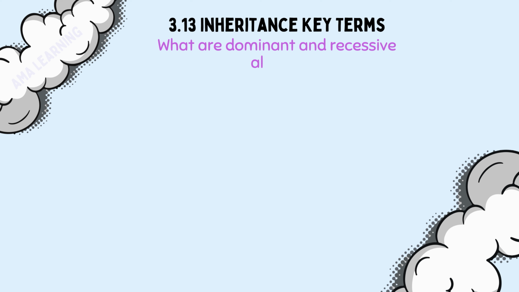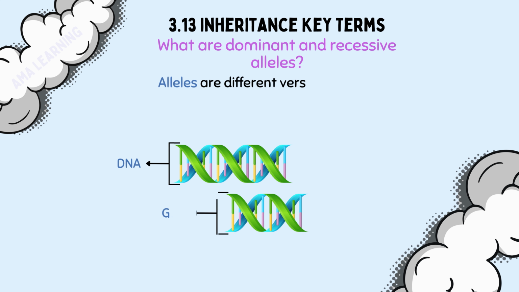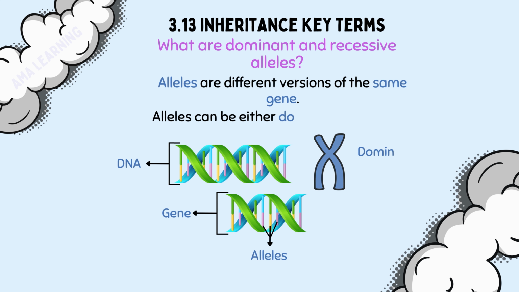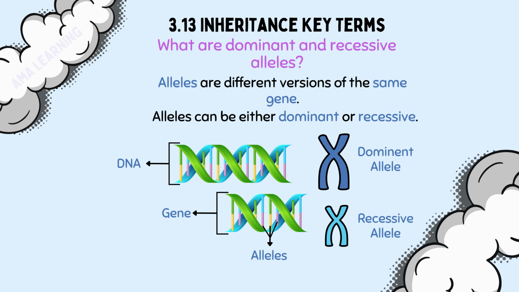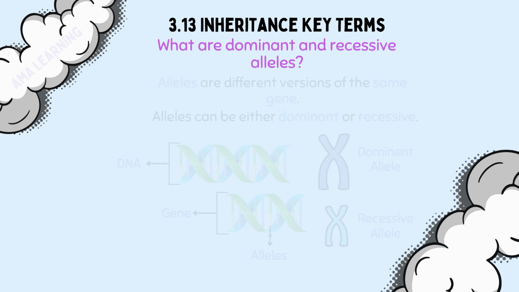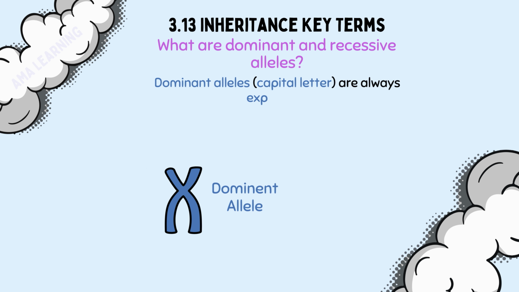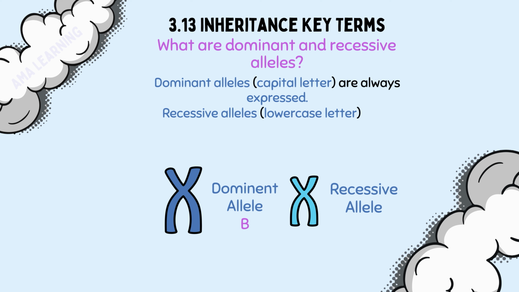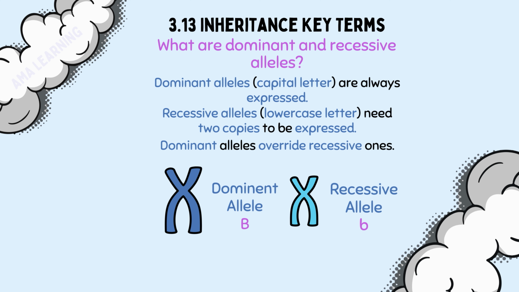What are dominant and recessive alleles? Alleles are different versions of the same gene. Alleles can be either dominant or recessive. Dominant alleles are always expressed if present and are represented by a capital letter. For example, capital B is used to represent the allele for brown eyes. Recessive alleles are only expressed when two copies are present and are represented by a lowercase letter. For example, lowercase b is used to represent the allele for blue eyes. Recessive alleles are not expressed when in the presence of dominant alleles.